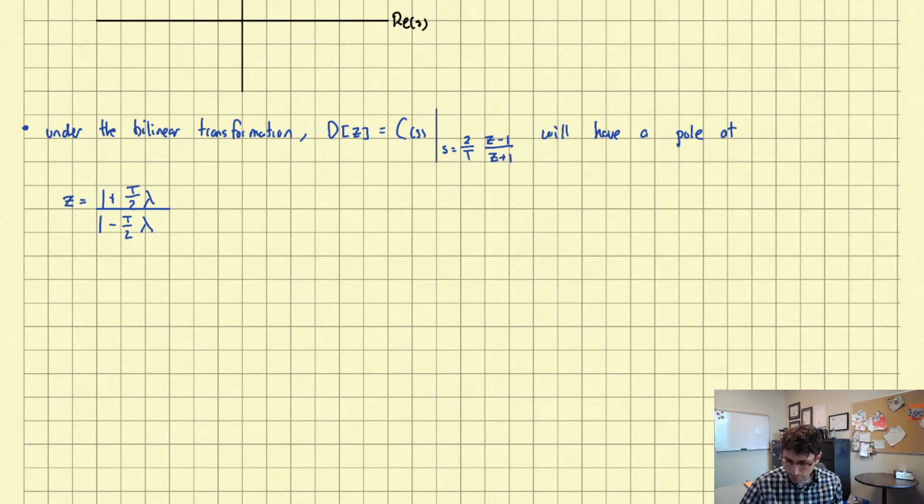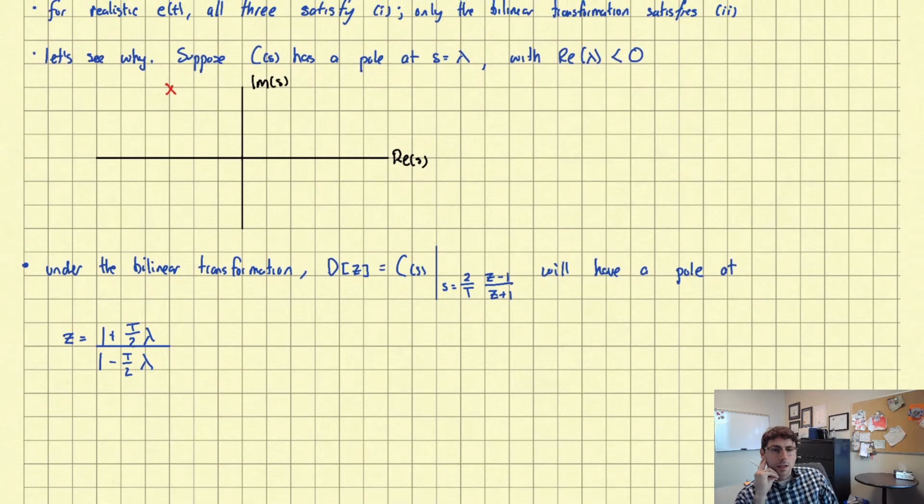Let's go back to our picture from above and do a little bit of geometry. Again, the controller has a pole at lambda with real part less than 0, and so if I multiply lambda by T over 2, sampling period divided by 2, its real part is still going to be negative, because I'm multiplying by T, which is positive, over 2, which is positive. Let's call this x that I've drawn here T over 2 lambda. And let's look at the pole in the Z domain. It's right here. I can think of this geometrically as vectors in the S-plane.